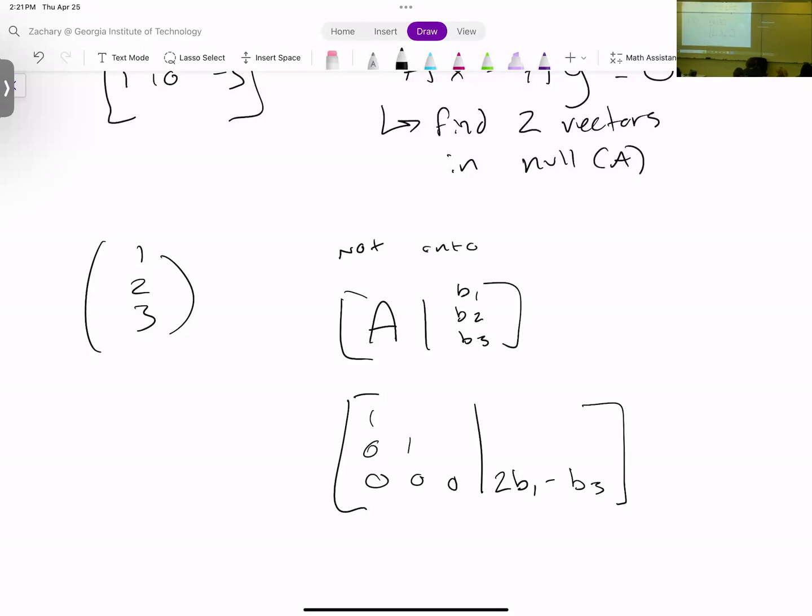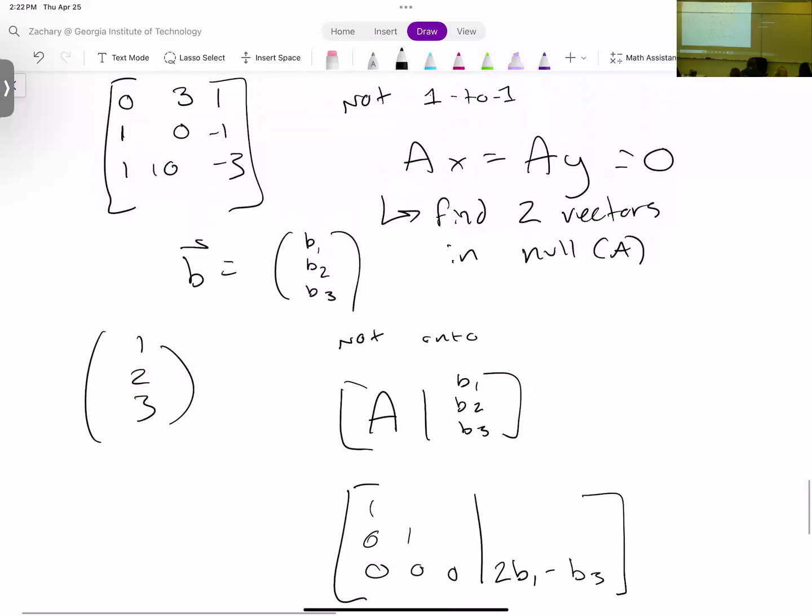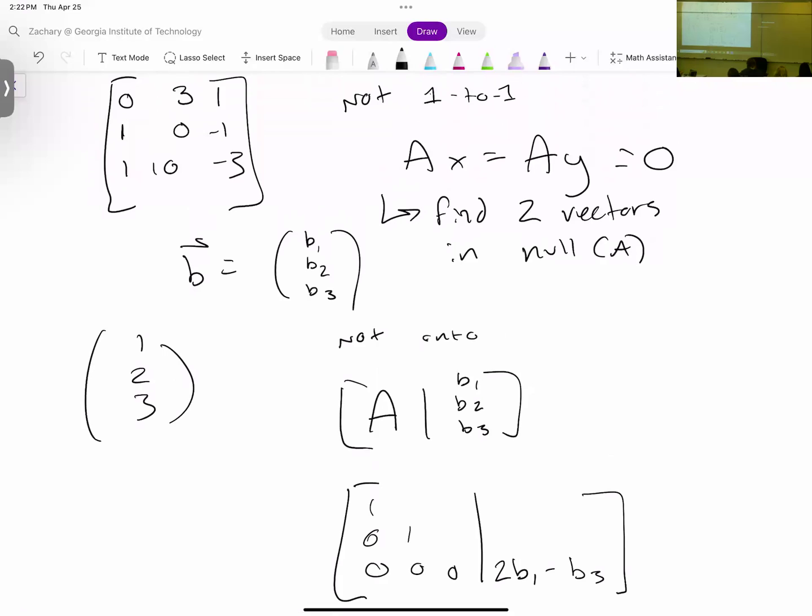Yeah, what do the B1, B2, and B3 correspond to? Just random numbers, some B that we're inconsistent for. Okay, they're numbers, yep. It's just saying we augment it with something and we find something that would not be consistent. Yeah. And back in the one-to-one, in the null space of A, could one of the vectors be the 0 vector? Sure, why not?